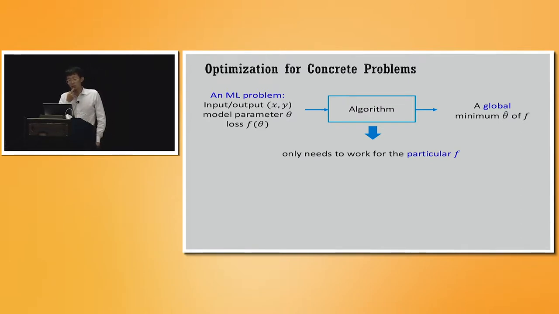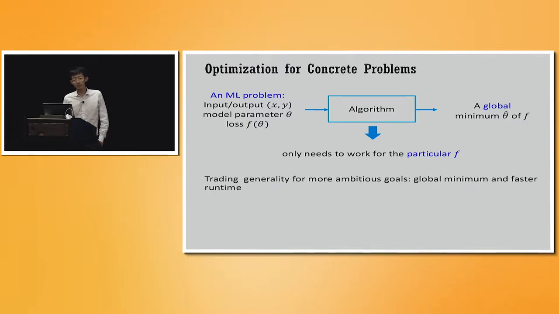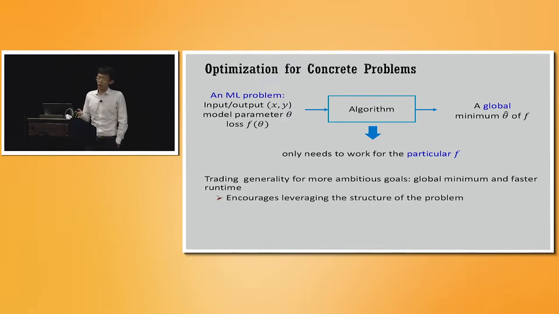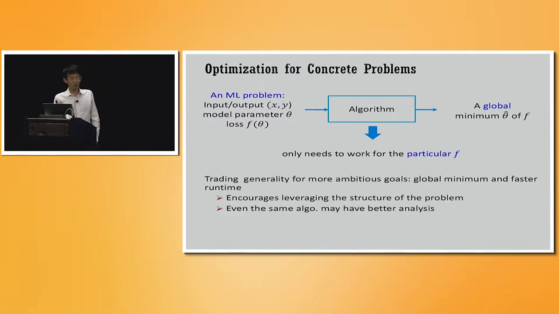we only ask the algorithm to work for the particular function f that is produced by this machine learning problem, or the particular family of functions f that is produced by this kind of problem. So in some sense, we are trading generality for more ambitious goals. Because now all the intractability results don't hold anymore. And in many cases, we can hope to get a global minimum of the objective function f. And we can hope for faster runtime. So it encourages leveraging the structure of the problem. And sometimes even if you don't change the algorithm to customize it to the problem, you can also have a customized analysis for the same algorithm.